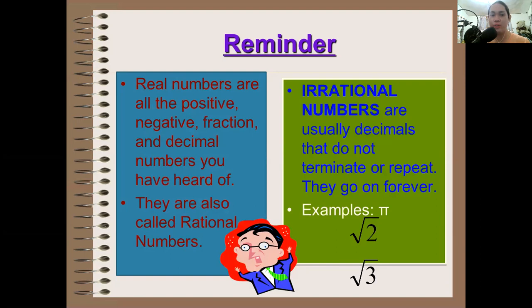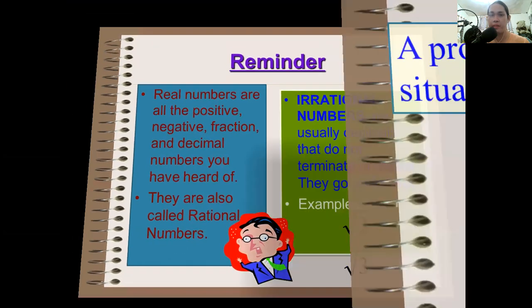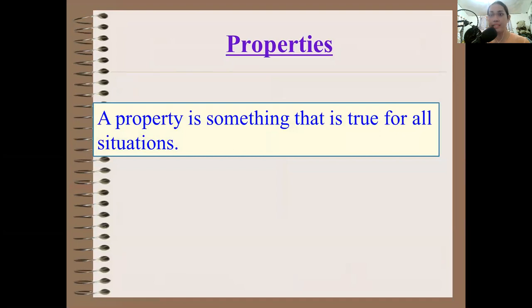They're also called the real numbers. Okay, and irrational numbers are usually decimals that do not terminate or repeat. They go on forever. Examples: pi, square root of 2 and square root of 3. So properties, let's now go over the properties of real numbers. It's very important because we can use them in algebra, especially in solving an equation or simplifying an expression.